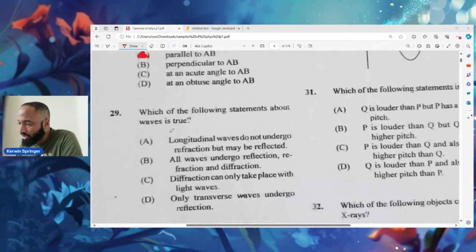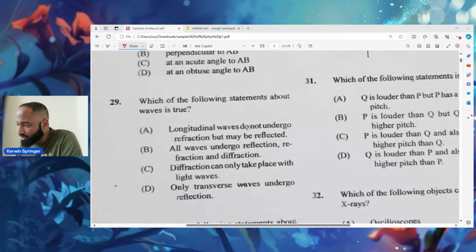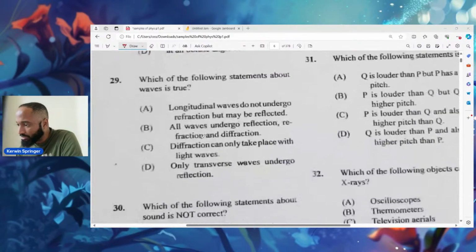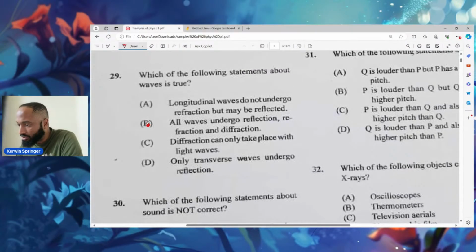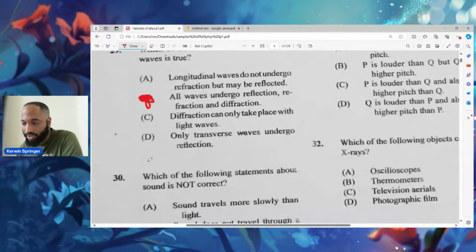Which of the following statements about waves is true? Longitudinal waves do not undergo refraction, but that's not true. All waves undergo refraction, that's true. Diffraction can only take place on transverse waves. So B is the answer, right? All waves undergo these things.